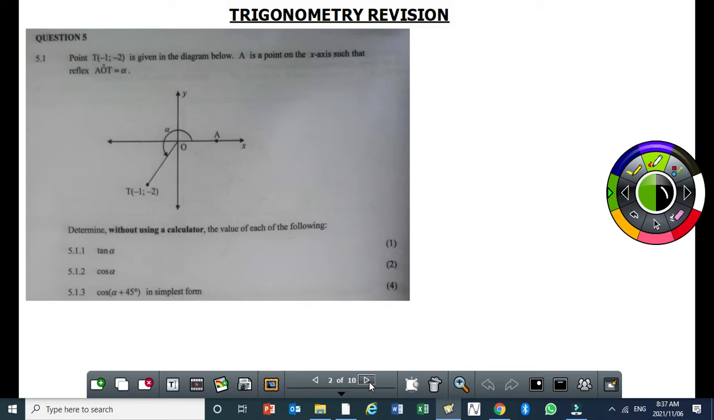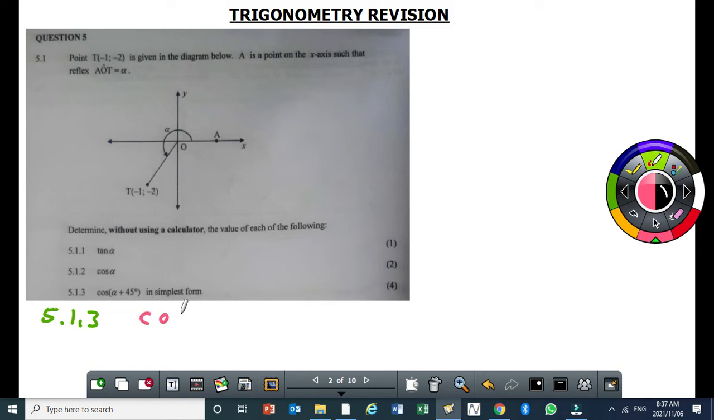Whenever you see in trigonometry cos of a binomial in brackets, you can apply the compound angles. So the compound angle that you have to apply is the one for cos, the one with the plus. So to do this question, 5.1.3, you had to apply your knowledge of compound angles. There's no need to be scared at all.